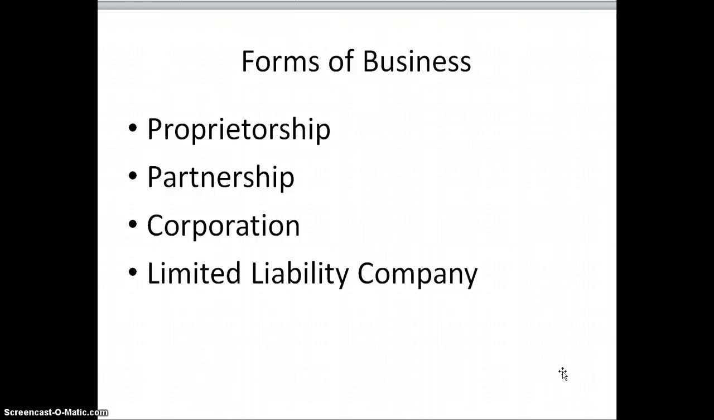Next, we'll talk about the different forms of business. There are sole proprietorships or proprietorships, partnerships, and corporations. And then there's another one called a limited liability company, and it kind of has some of the characteristics of both a partnership and a corporation.